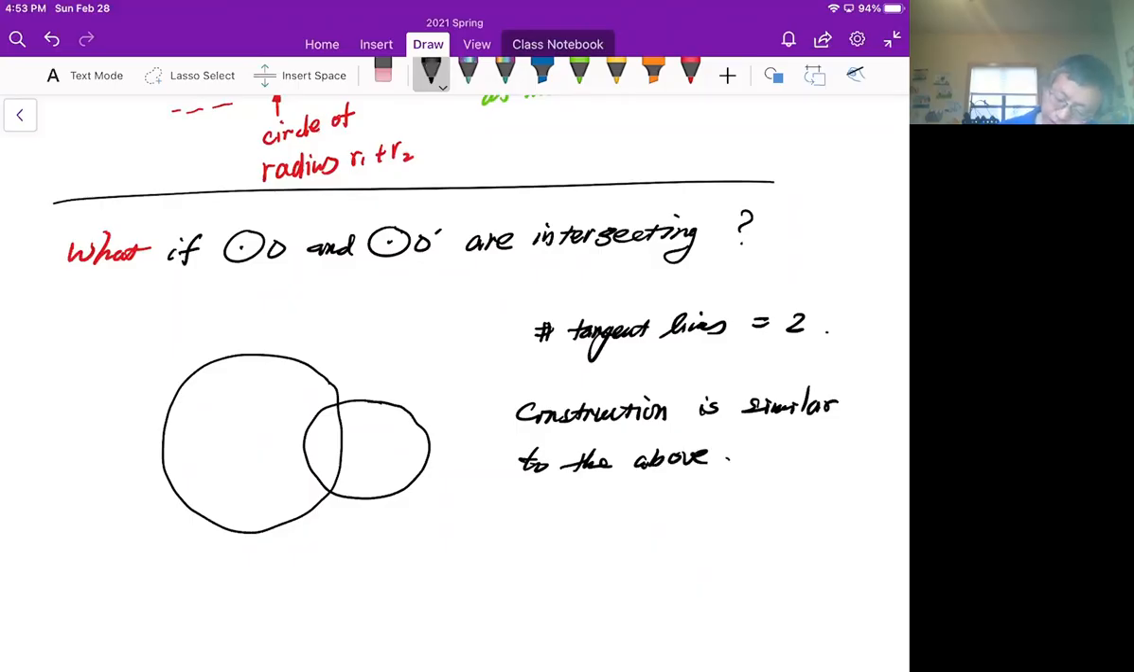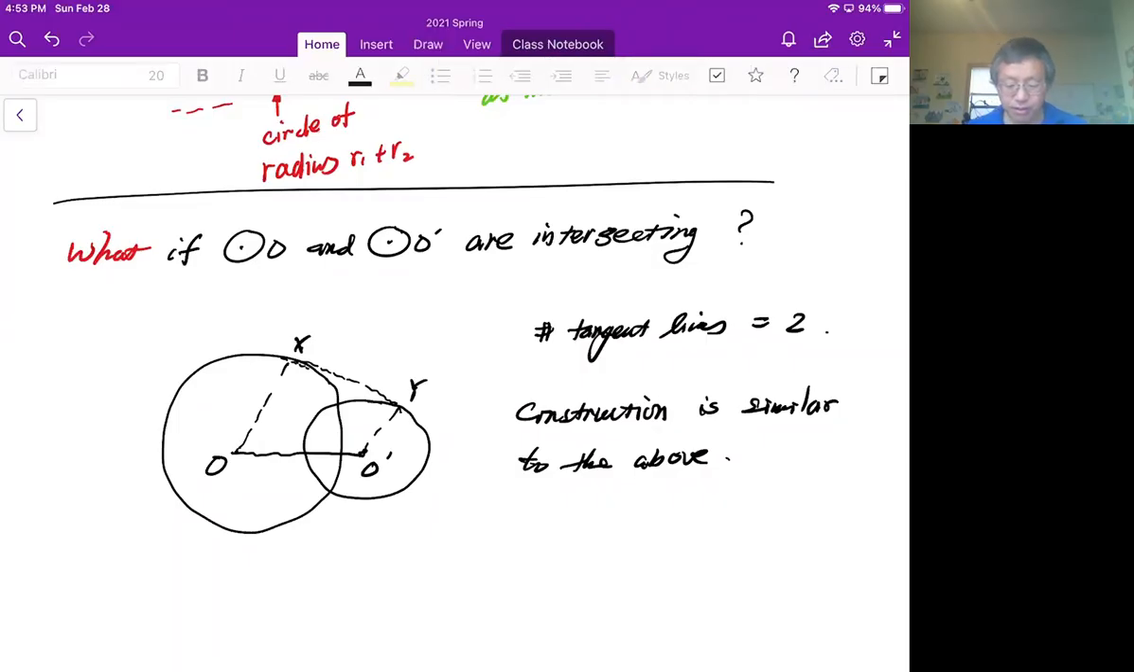Why is it similar? You can actually do the similar thing. So I'm going to get that one here, right? This is my center, and this is my center here, and so I'm going to connect that. So this is O, and this is O prime. This is X, and this is Y. How could I finish the construction? I want to find X and Y. I want to find the intersection.